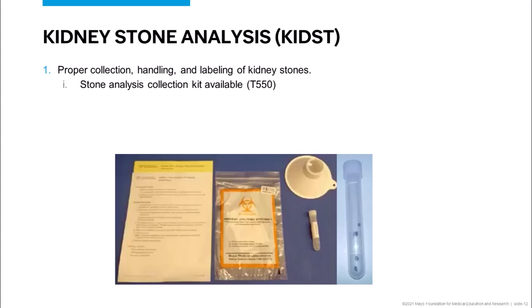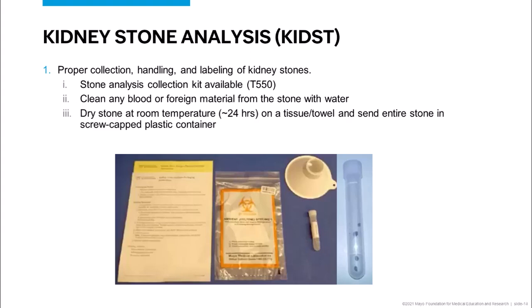So if they do pass them at home, it comes with a kit with a filter, so you can catch it as it's passed. And then there are some procedures that have to be followed, because we do want that stone material to be clean of any blood or foreign material. So typically rinsing that with water is what we're looking at, and then drying that stone. So drying it at room temperature, not using any heat or elevated temperatures, as that can actually alter the stone composition as well. And then it would get sealed into the screw cap plastic container and indicate the source of that stone.